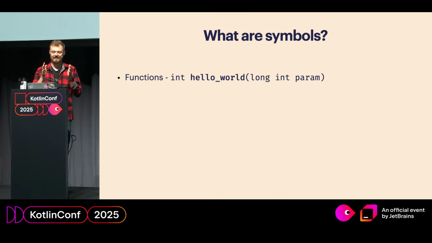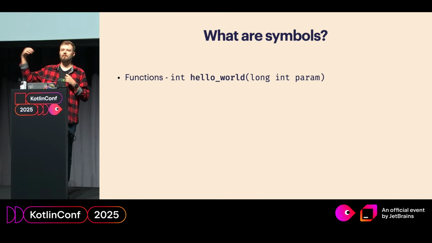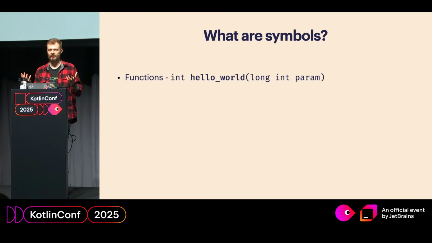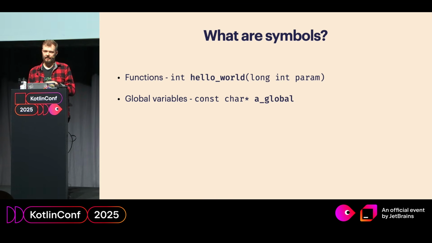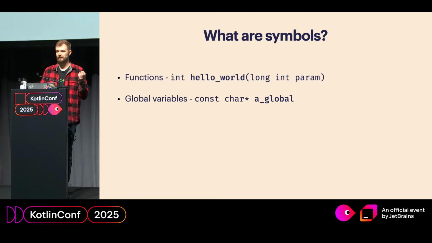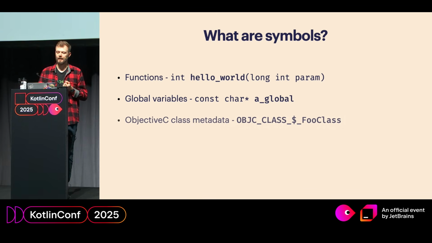So basically, in C, we cannot overload. You can't have hello world take a long int, but also a different one that would take a pointer. It just doesn't work like that. We have these 2, 3, 4 if we need multiple parameters, and so on. And then global variables are also symbols, and that's the name of the variable. So if we have a hello world function, we cannot have a hello world constant or a variable that's global.